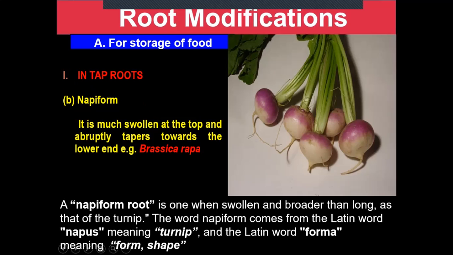Next, taproot modification, napiform, for the purpose of storage. The swollen part is at the top and abruptly tapers towards the lower end. For example, Beta vulgaris, beetroot. Beetroot is an example of napiform root.